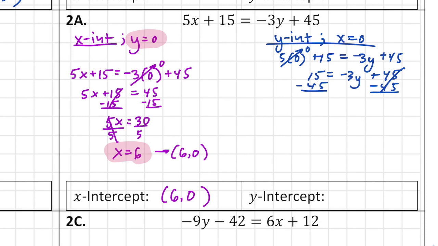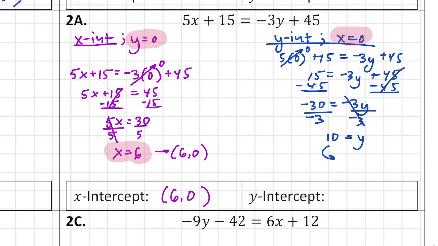45's cancel. 15 minus 45 would be negative 30, and I have a negative 3y left over. And lastly, divide both sides by negative 3 to get y is equal to a positive 10. Since I'm doing a negative divided by negative, the negative signs become positive. Y is equal to 10.